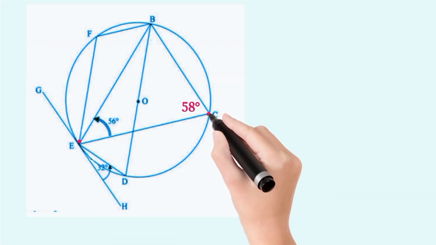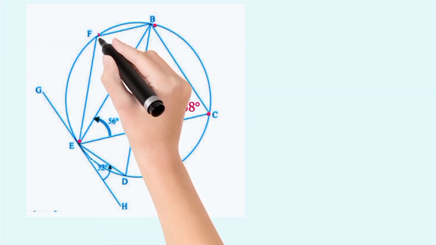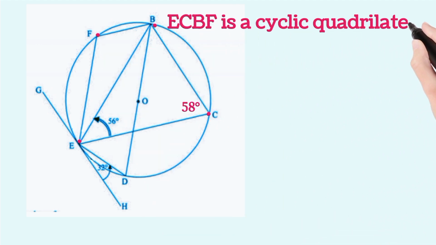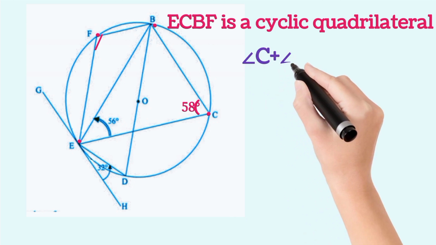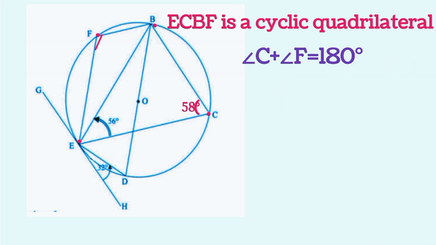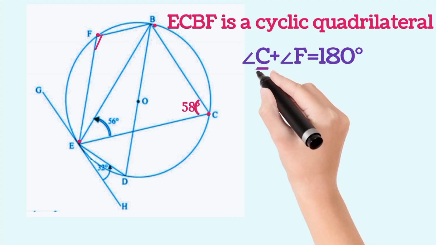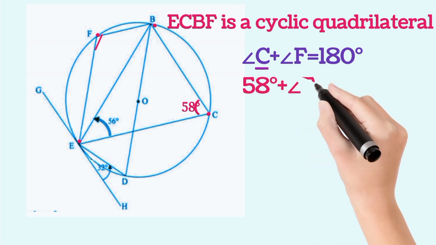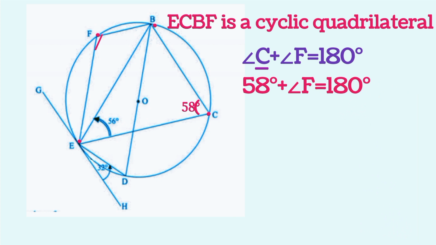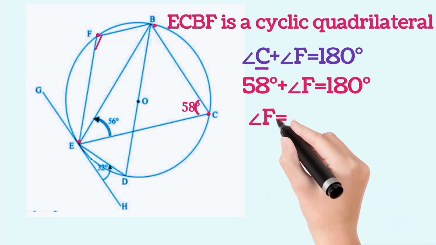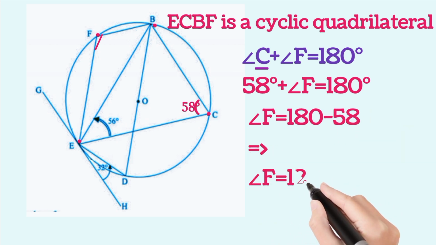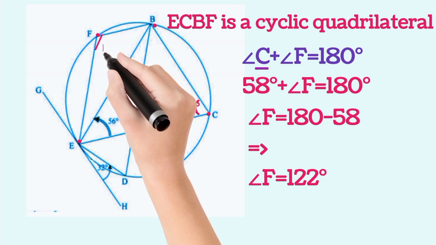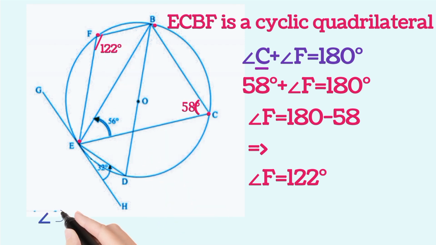Now ECBF is a cyclic quadrilateral. So this angle plus this angle, that is angle C plus angle F, is equal to 180 degrees, as the sum of opposite angles of a cyclic quadrilateral. C is 58, plus angle F is equal to 180 degrees. So angle F is equal to 180 minus 58, that will give F is equal to 122 degrees. So this is 122 degrees.